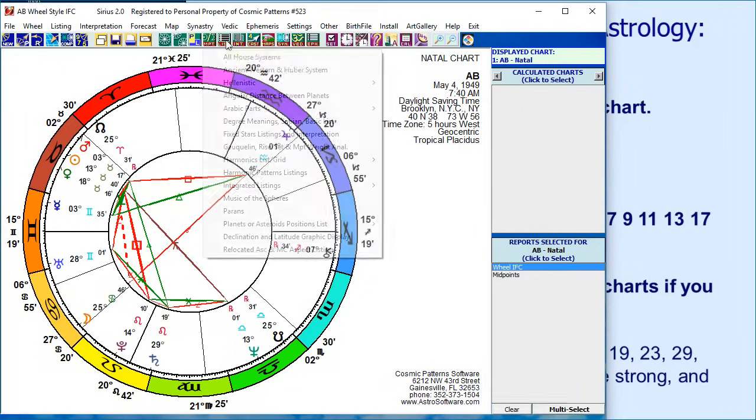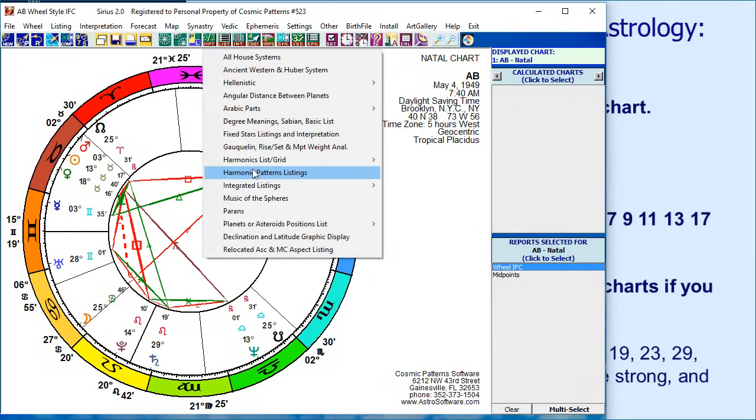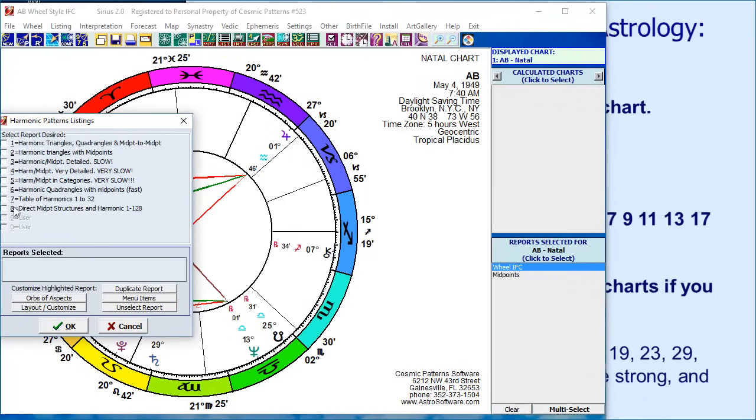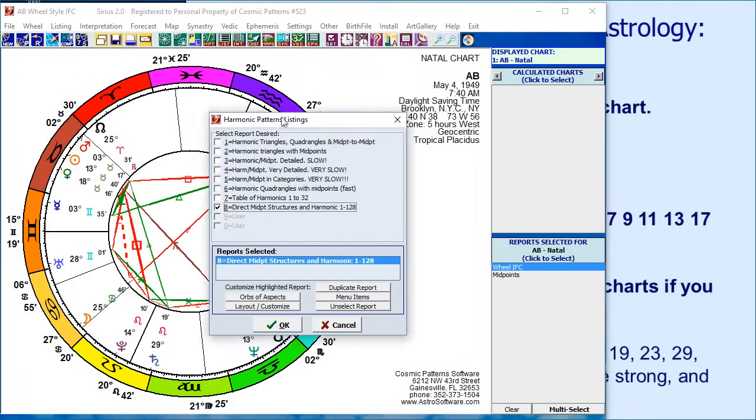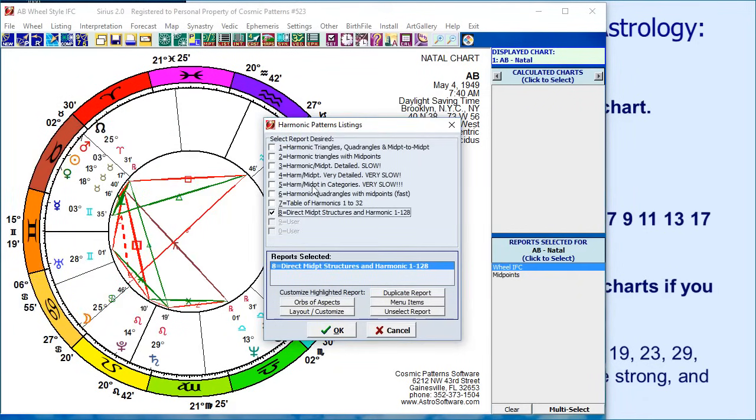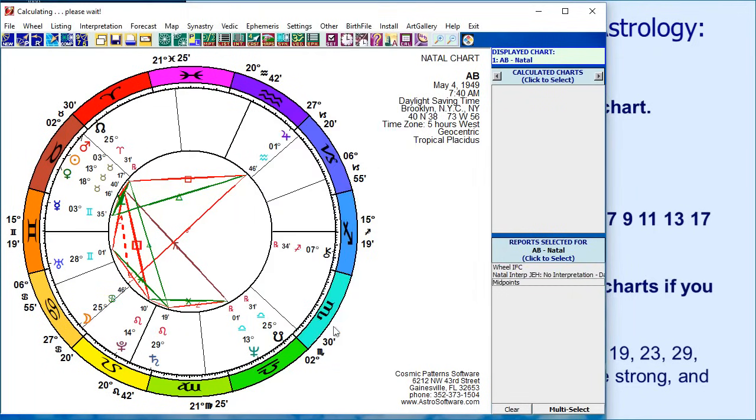We go to listings, harmonic patterns listings, number 8. Now this feature is only in Sirius. We don't have this in Kepler, because these unique features that are not found in any other program are generally only in Sirius. They're not in Kepler. So this direct midpoint structure, it'll go up to 128. I said earlier we wanted to get up to at least about 64, so this is great. Now let me just select it and you'll see what this is.